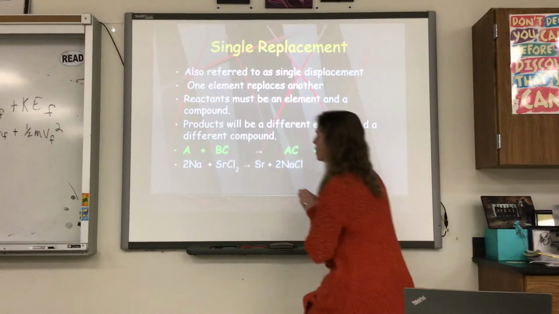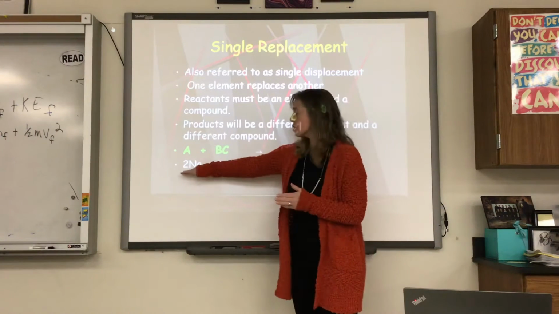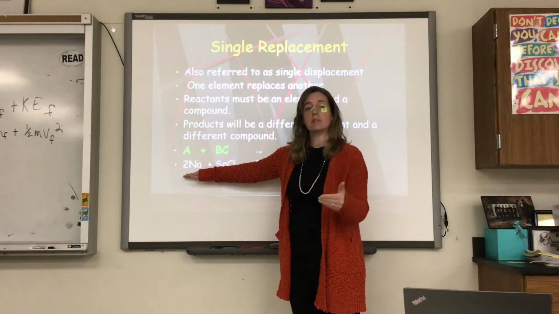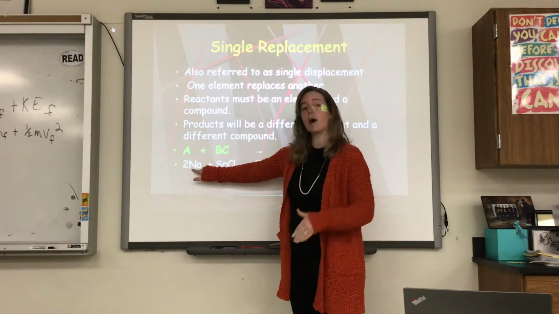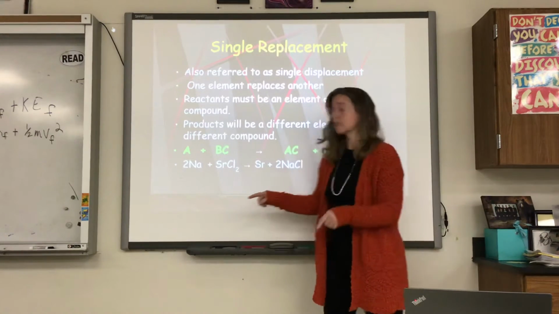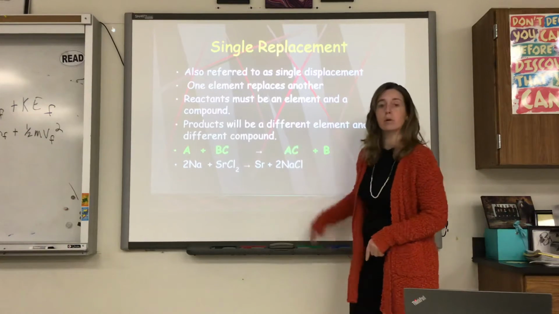Remember, when you look at a compound, the metal is always written first. So you need to identify what this is. If it's on the left side of the stair step, that means it's a metal, so it can only swap with another metal. So sodium and strontium will switch places on this side. So now you have strontium left with sodium chloride.